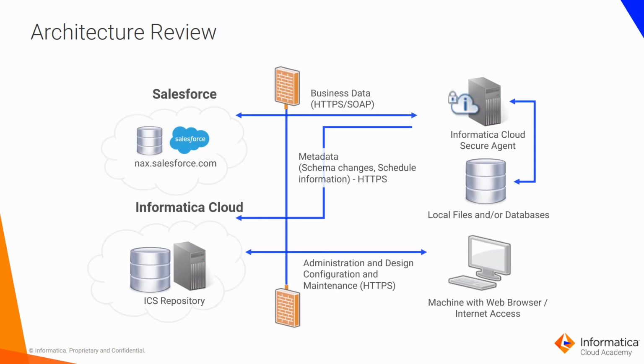So here is the complete diagram. This shows you the agent running behind your firewall and how that gives you access to any local files or on-premise databases or applications that you need to connect to. The secure agent then connects to the Informatica Cloud repository and downloads all metadata, including scheduling information, data mappings, etc., before it runs the tasks. The design and administration of those tasks is performed through a web browser in the Informatica Cloud application. When the agent needs to connect to a SaaS application, in this case Salesforce, it does that through the Business API.